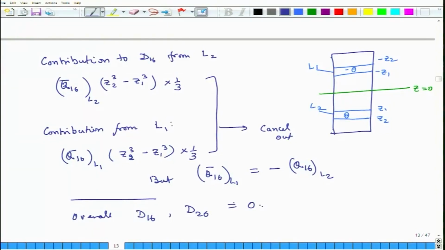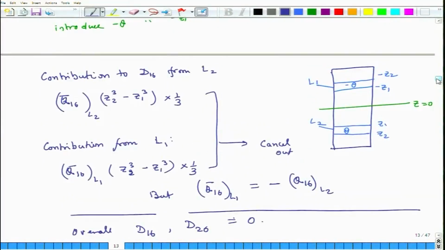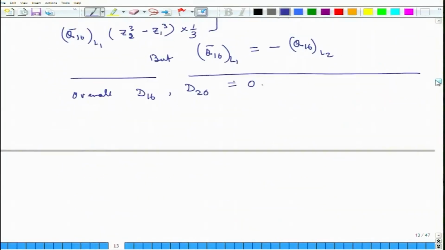But there is a problem with this solution also, because here D16 and D26 will be 0, and also because there is one theta layer and an equivalent negative theta layer, A16 and A26 will be 0, but the laminate will not be symmetric, and because the laminate is not symmetric, it means that the B matrix will not be 0.